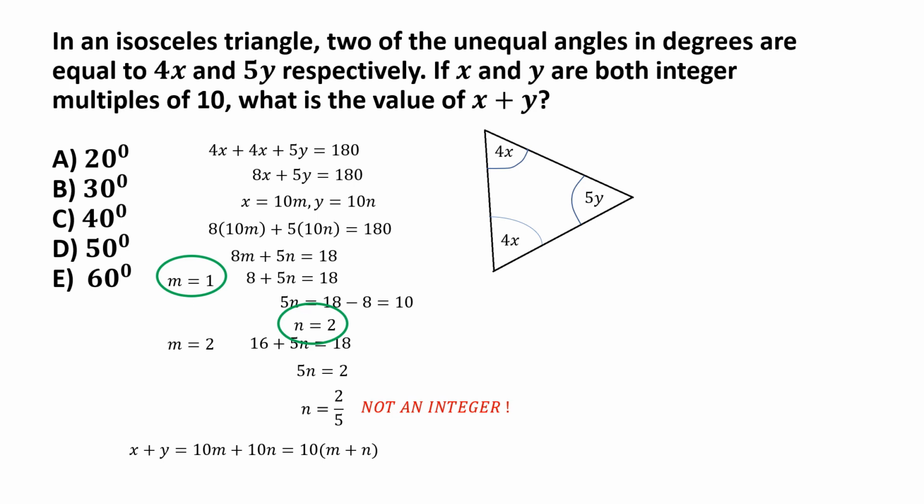And in this case, m equal to 1 and n equal to 2. So that makes m plus n equal to 3. And we have 10 multiplied by 3 equal to 30. So x plus y is 30. So it seems like a solution to this will be x plus y equal to 30 degrees.